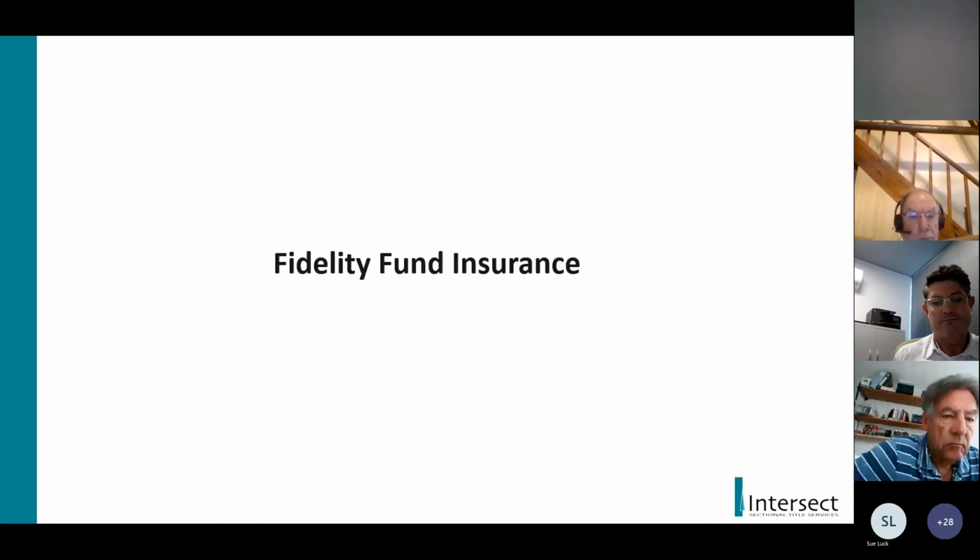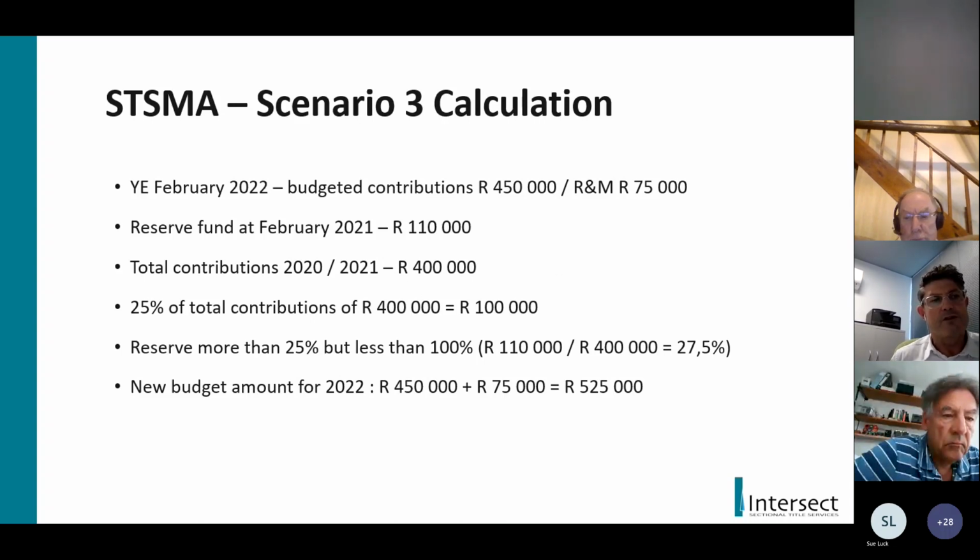Let's have a look at this calculation. Again, we use 2022 as the financial year end. The budget contributions is 450,000 Rand, and part of the 450,000 Rand is repairs and maintenance of 75,000 Rand. The reserve fund at the end of the financial year was 110,000 Rand. Your total contributions for 2021 financial year was 400,000 Rand. 25% of your total contributions of 400,000 is 100,000. So your reserve is more than 25%, but less than 100%. And the way to calculate that is 110,000 divided by 400,000 gives you 27.5%.